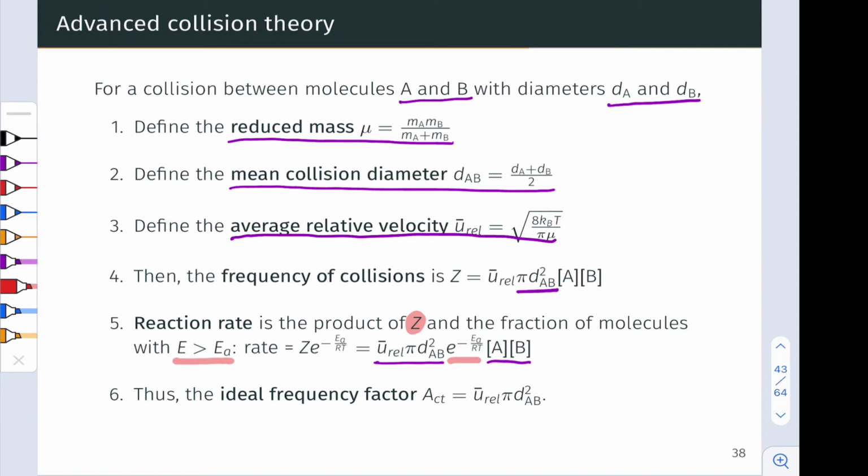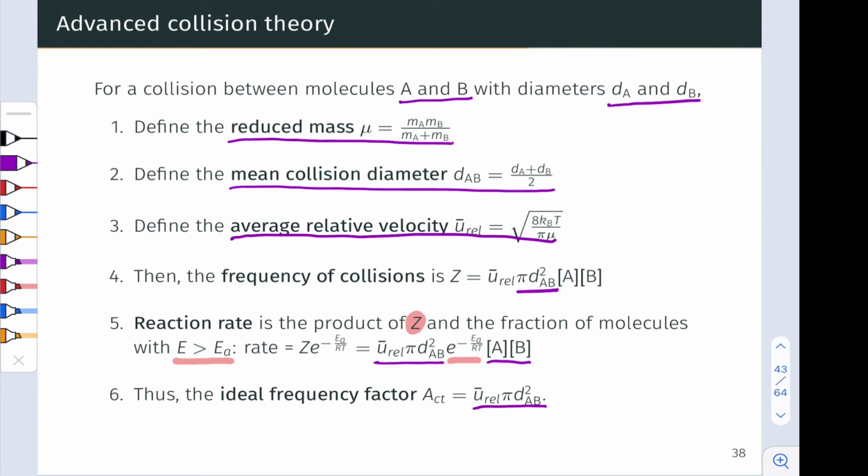And so if we pack together all of the terms that do not involve the Boltzmann factor or the concentrations, we come up with the conclusion that the idealized frequency factor is that average relative velocity times the collision cross-section pi d squared AB. This gives us a highly idealized, highly theoretical measure of what the frequency factor should be, treating the molecules as spherical and basically imagining that every collision with sufficient energy leads to reaction.